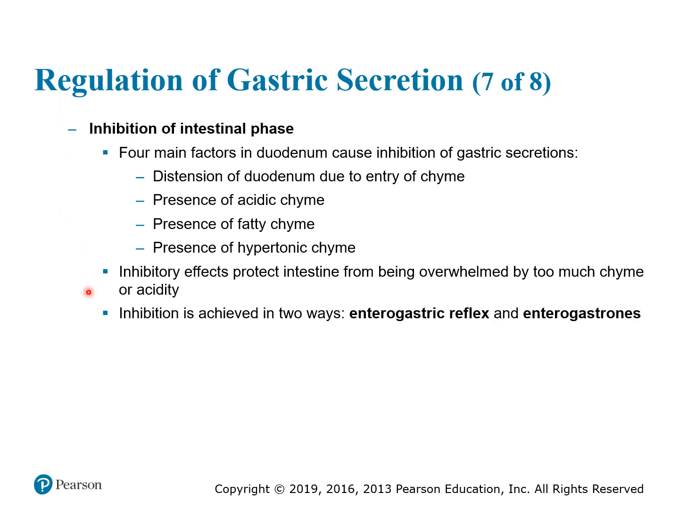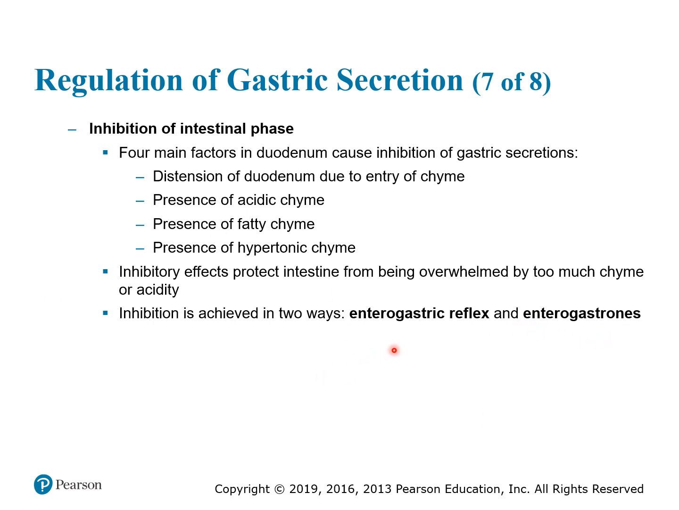So inhibition of the intestinal phase, there are four main factors: distension of the duodenum due to entry of chyme, presence of acidic chyme in the duodenum, presence of fatty chyme in the duodenum, presence of hypertonic chyme in the duodenum. Inhibitory effect protects intestine from being overwhelmed by too much chyme or acidity, and inhibition is achieved in two ways: enterogastric reflex and enterogastrones.